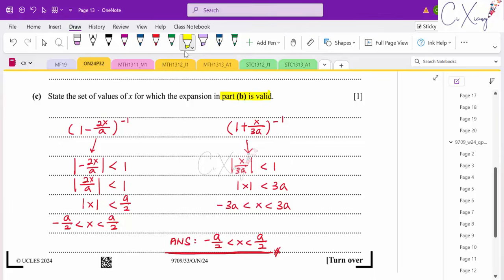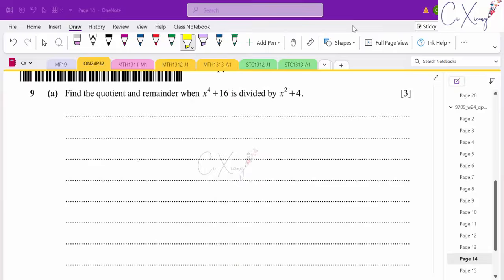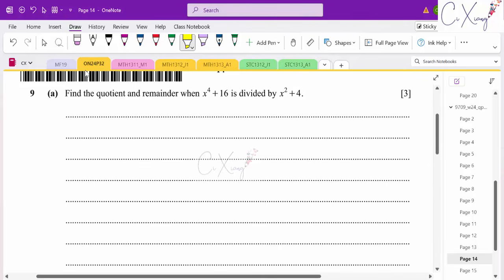Okay, so we have to make sure that the set of values of x actually fulfills both brackets of the expansion. Okay, so this is how we solve question number 8. Now let's have a look at question number 9.